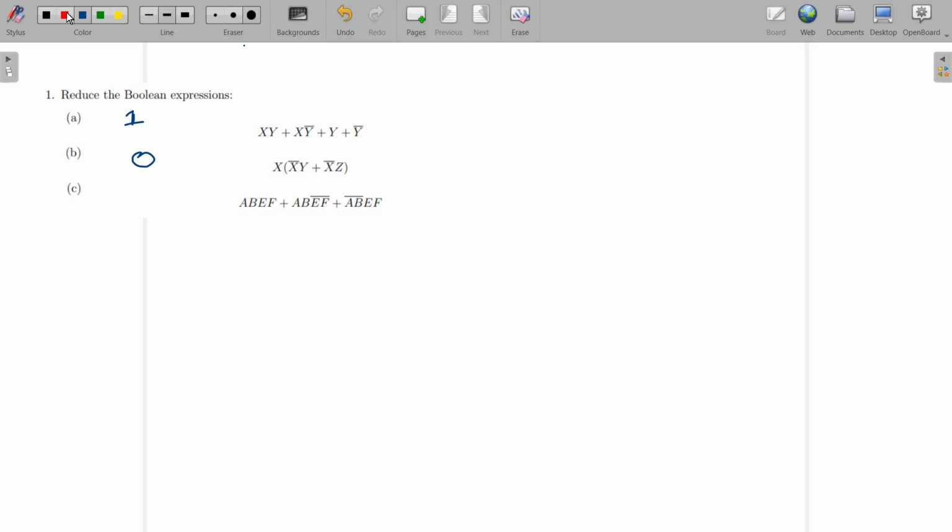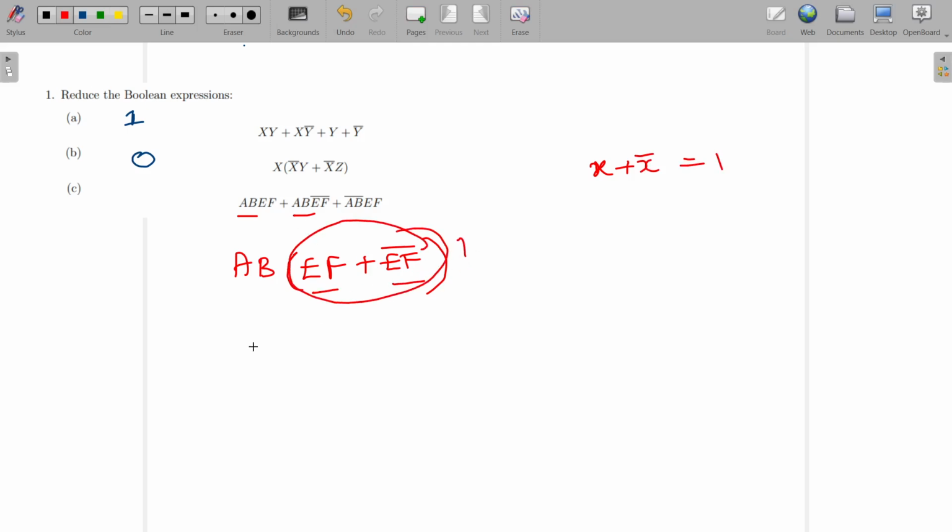Then going for the third, ABEF plus AB(EF bar), EF the whole bar, right? Plus AB the whole bar into EF. So when you consider these two terms, AB is common, so you can take it outside. AB into EF plus EF the whole bar. So in this, x plus x bar is equal to 1, right? Similarly here we have EF plus EF the whole bar. So this becomes 1. So what is it? AB dot 1. So that AB dot 1 results in AB. So that is the simplified version of these two terms.